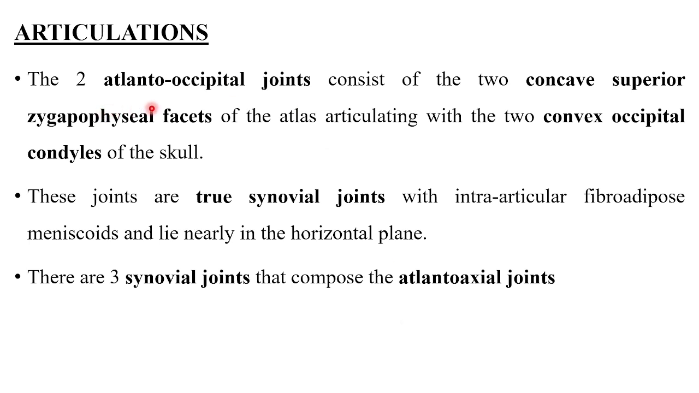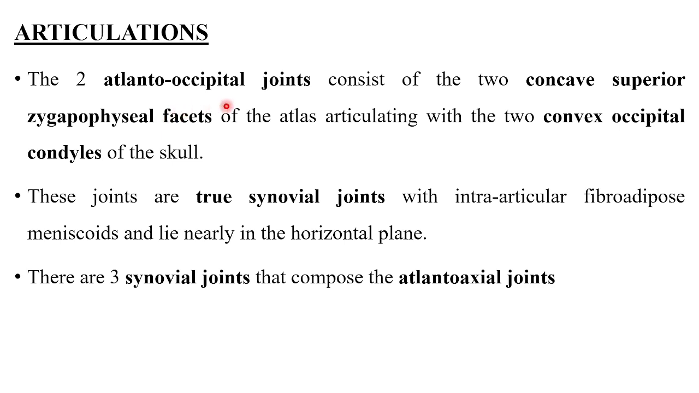Coming to the articulations, the two atlanto-occipital joints consist of two concave superior zygapophyseal facets of the atlas articulating with the two convex occipital condyles of the skull. These joints are true synovial joints with an intra-articular fibroadipose meniscoid and lie nearly in the horizontal plane. There are three synovial joints that compose the atlanto-axial joints. So the articulation over the craniovertebral region includes your atlanto-occipital joints and the atlanto-axial joints.